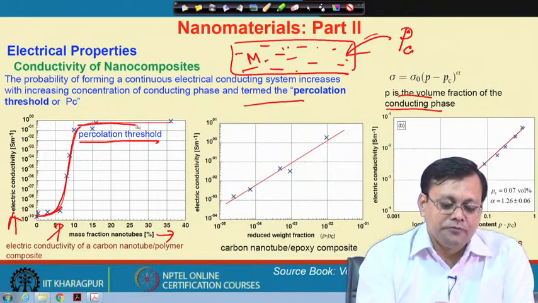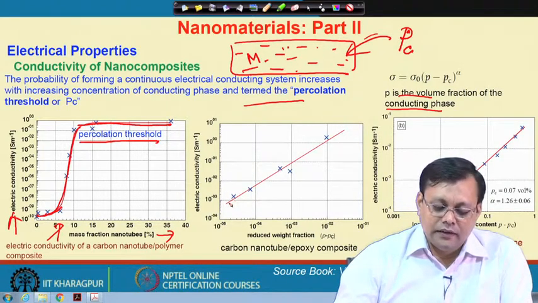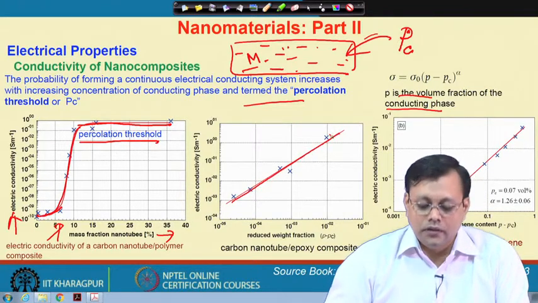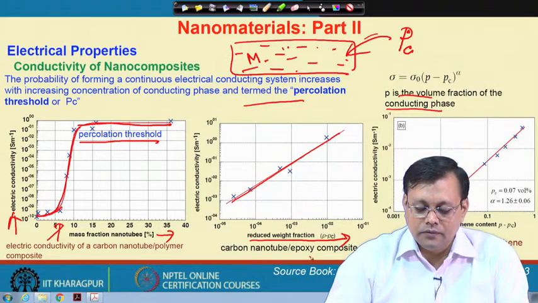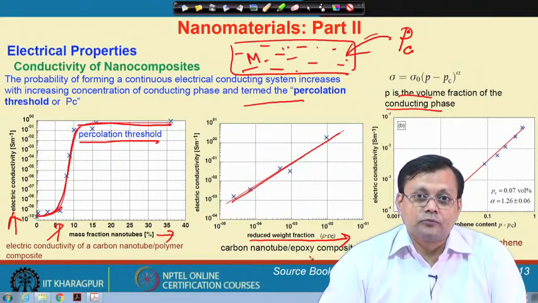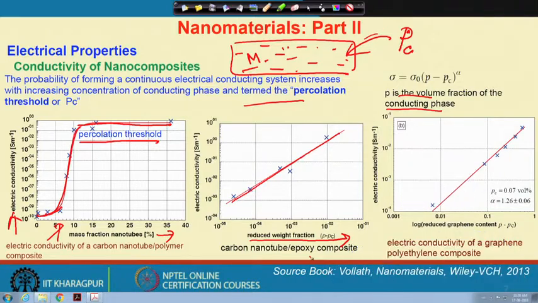And after that if we further increase, then the electrical conductivity increases almost linearly with the percentage of the second phase nanoparticle or tube that we are incorporating. So, reduced weight fraction means basically P minus Pc, this is the reduced fraction, and the conductivity is proportional to conductivity 0 with a power of the reduced weight fraction. So, here this plot is shown in a log scale with the electrical conductivity versus the reduced weight fraction P minus Pc.